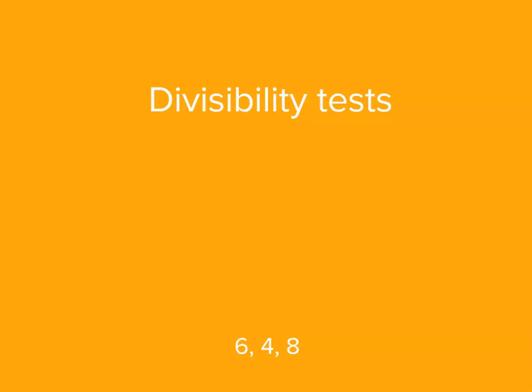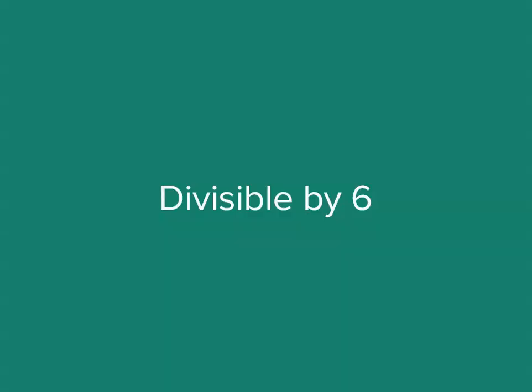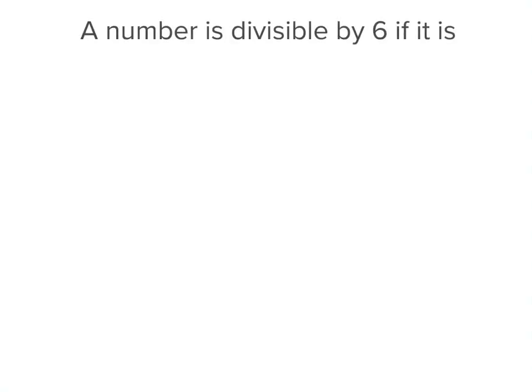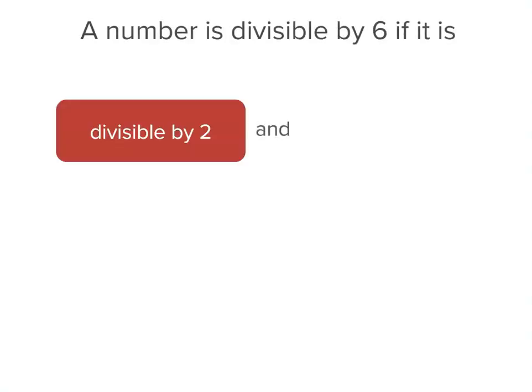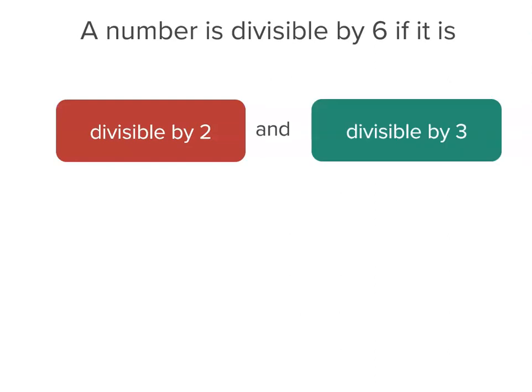Let's look and see if a number is divisible by 6, 4 and 8. Now these divisibility tests rely on others we've already done. If a number is divisible by 6, we also know that it's going to be divisible by 2 and divisible by 3. So we know how to work those out because we've already seen those.